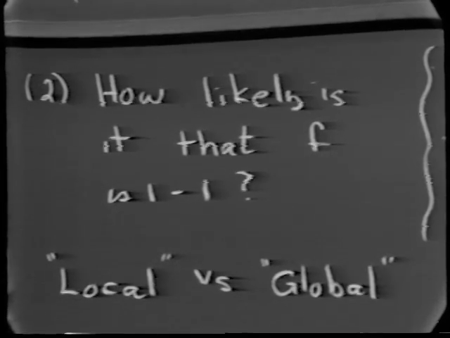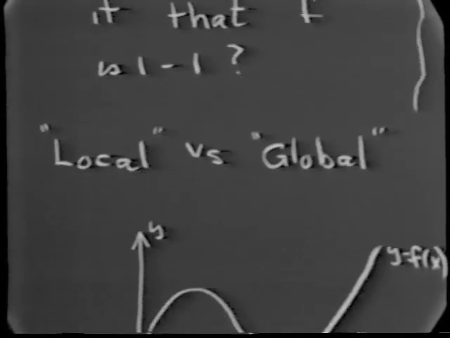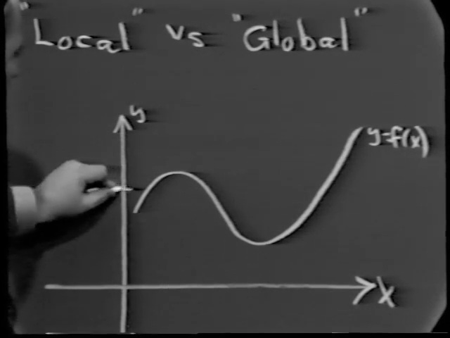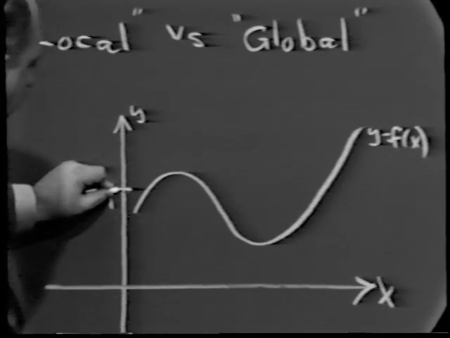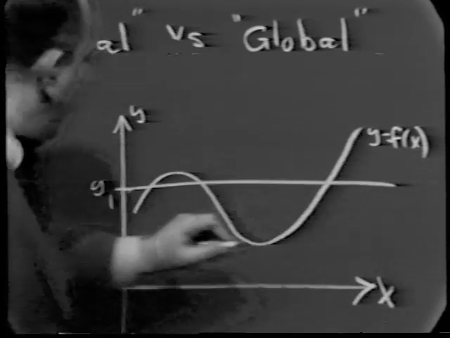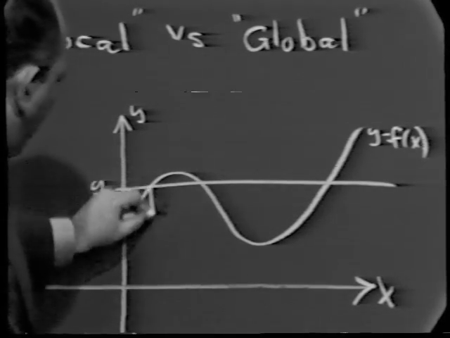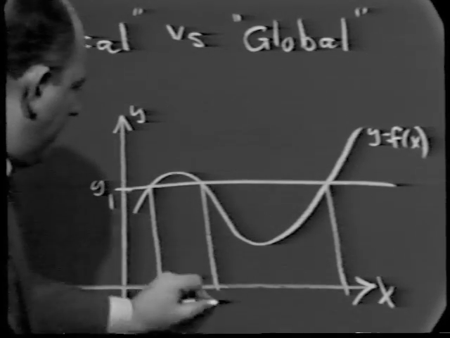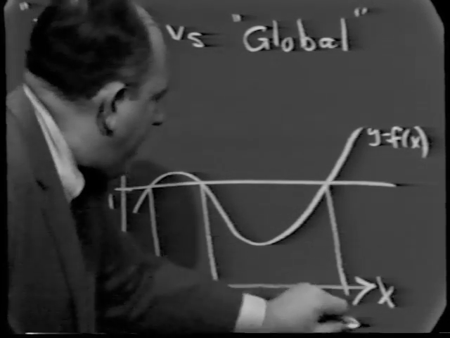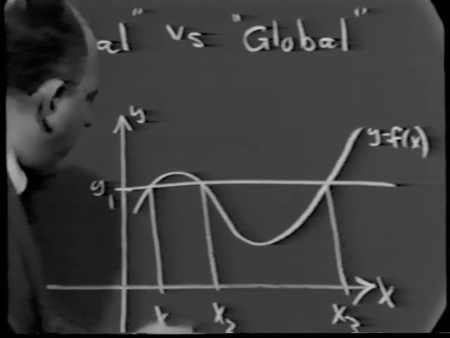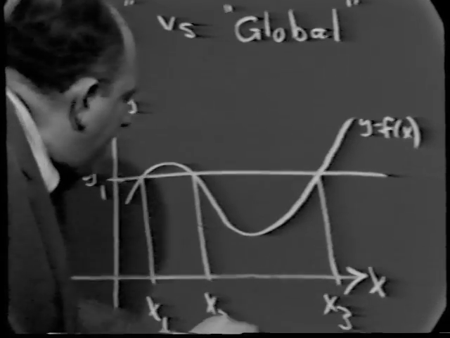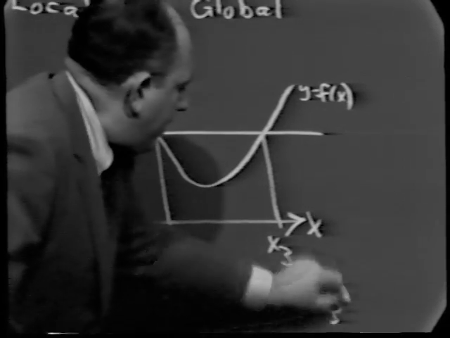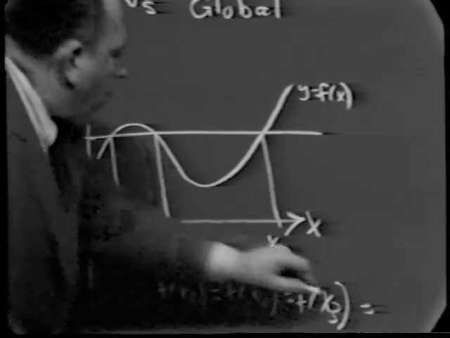For example, if I draw a curve like this, is this graph one-to-one? The answer, of course, is no. For example, if I pick the point y1 over here and come across here, I find, at least in this picture, 3 different candidates, 3 different x's, x1, x2, and x3, for which f of x1 equals f of x2 equals f of x3 equals y1.